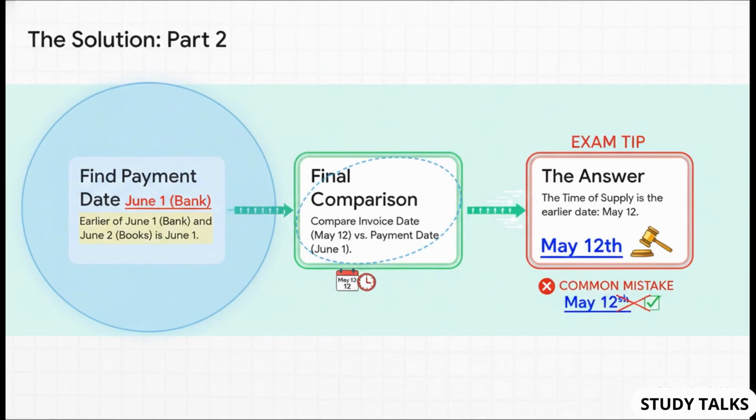So, for step 4, we have to figure out our official date of payment. Remember the mini race? It's the earlier of the bank credit on June 1st and the book entry on June 2nd. So, June 1st wins. Now, for the final showdown in step 5, we compare our two contenders, the date of invoice, which is May 12th, and our date of payment, June 1st. And the earlier date is May 12th. There it is. That's our time of supply. Not June 1st, not June 2nd, it's May 12th. All because that invoice was issued on time. See how that works? Awesome.